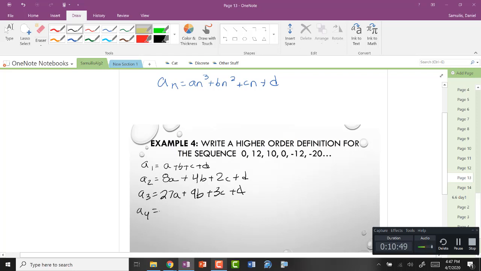A sub 4, that's going to be 4 cubed plus 4 squared. That looks really sloppy, sorry. Plus 4 squared plus 4c plus d. And once again, we know a sub 1, a sub 2, a sub 3, and a sub 4, so we're going to plug in those values. So a sub 1 was 0, a sub 2 was 12, a sub 3 is -10, and a sub 4 is 0. And then we use our matrix.